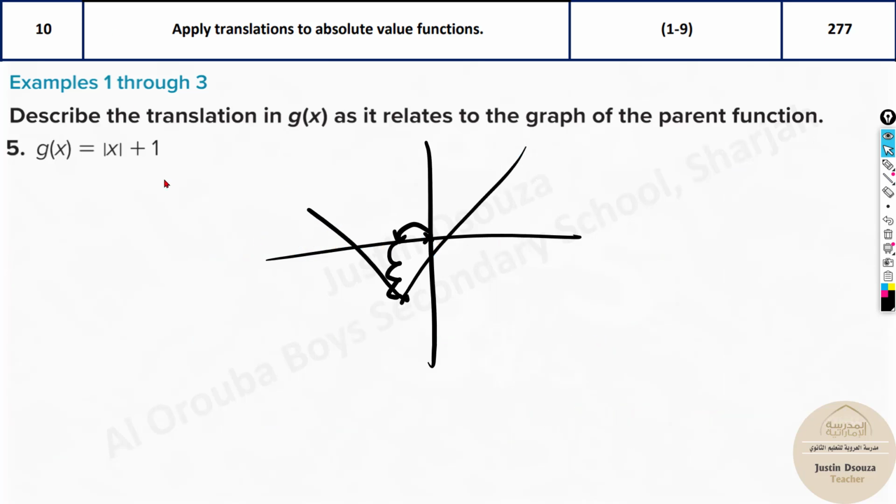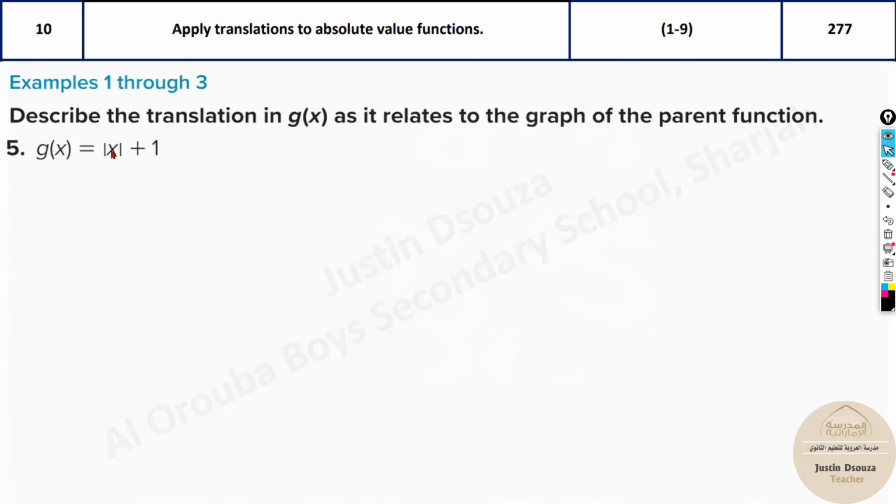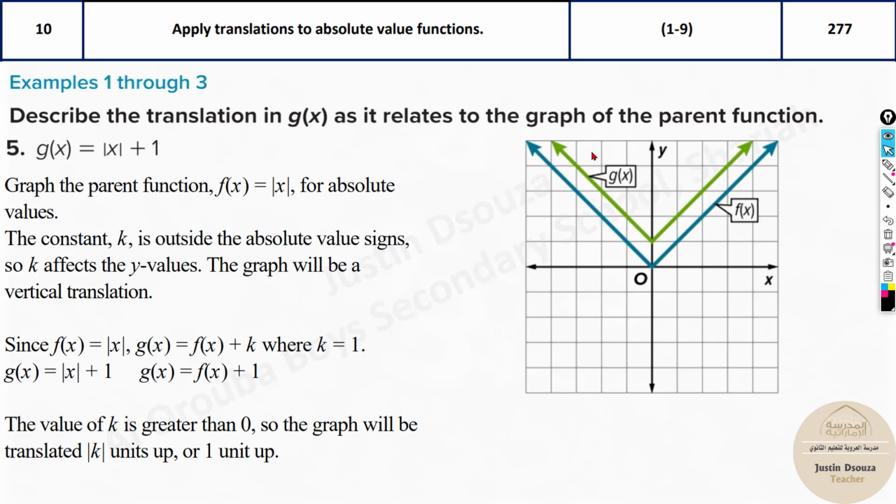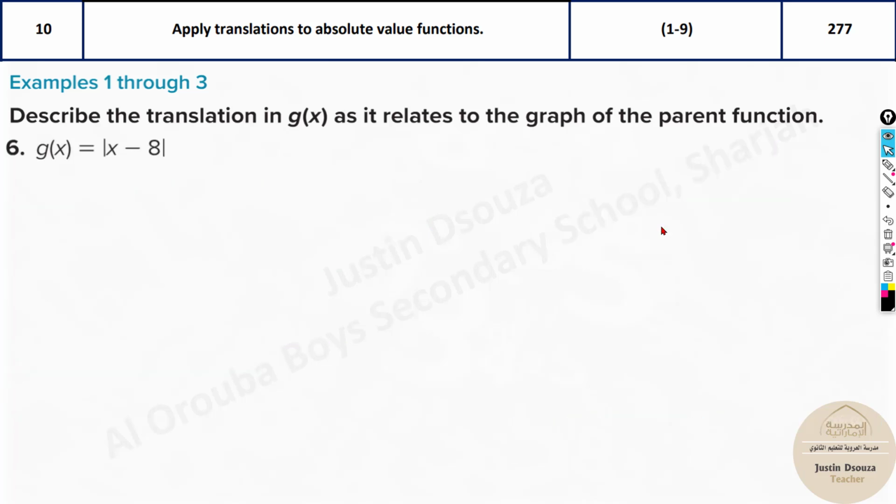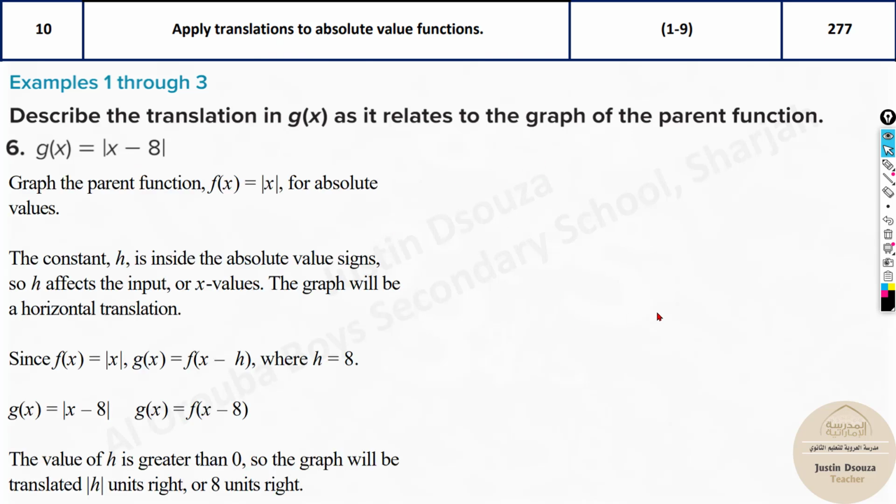Here directly only 1 unit up. There is no horizontal translation, only vertical translation. So you can see it's only 1 unit up. That's it. And here we go. It is minus 8. So it's just minus 8 down units.